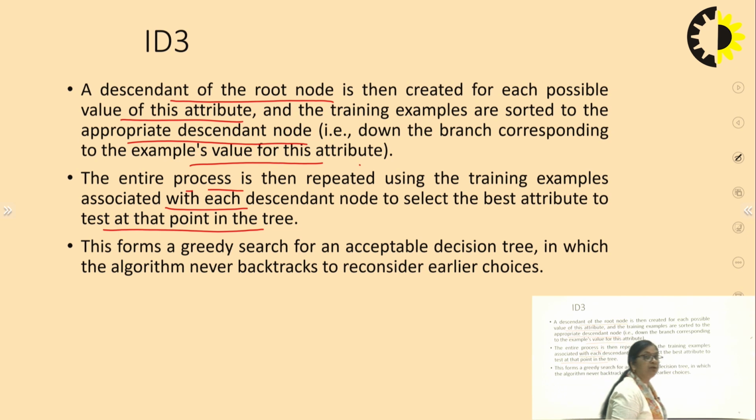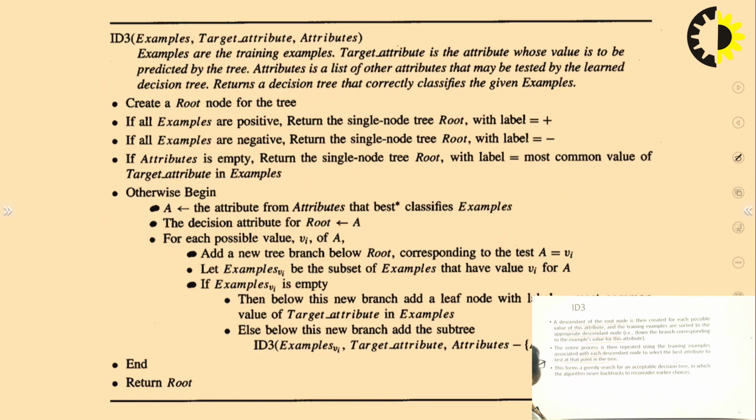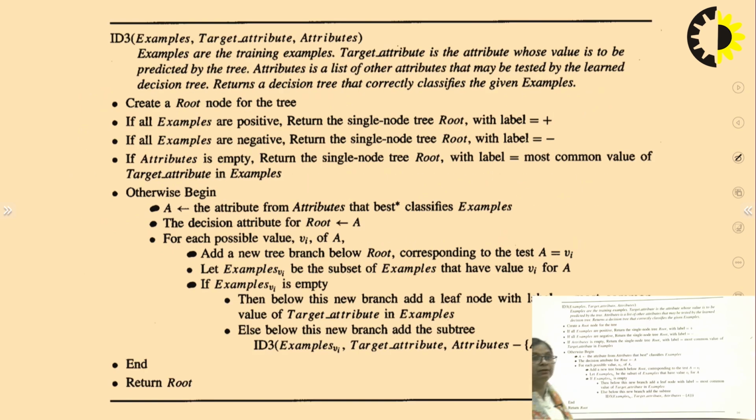So here we use the greedy approach. This forms a greedy search for an acceptable decision tree in which the algorithm never backtracks to reconsider earlier choices. We will not backtrack to earlier choices. We will select the current one, then the next one according to the best attribute. So we are greedy about this best attribute. So this is our ID3 algorithm.